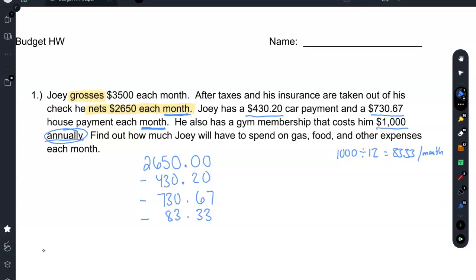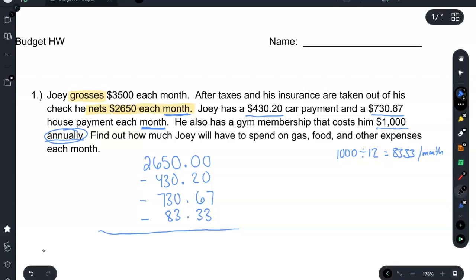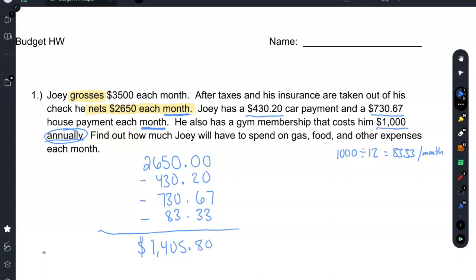All right, and then I finally get to the question, so it's not a hard question at all. Find how much Joey will have to spend on gas, food, and other expenses each month. I only gave you 3 expenses and his net salary. So we just take his net salary, subtract the 3 expenses, and that should be our answer. And I am getting $1,405.80. That's how much Joey's going to have for his other expenses.